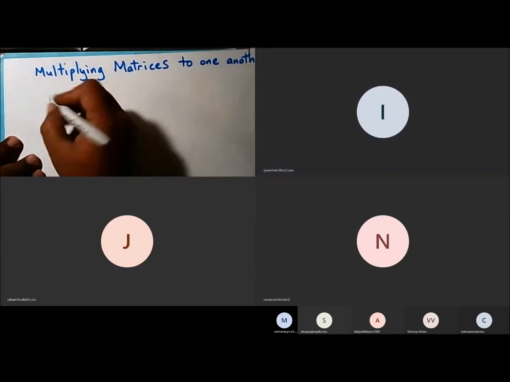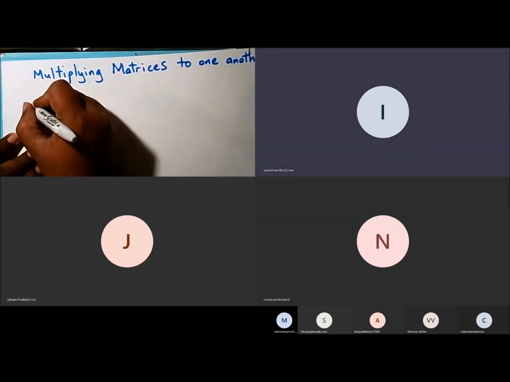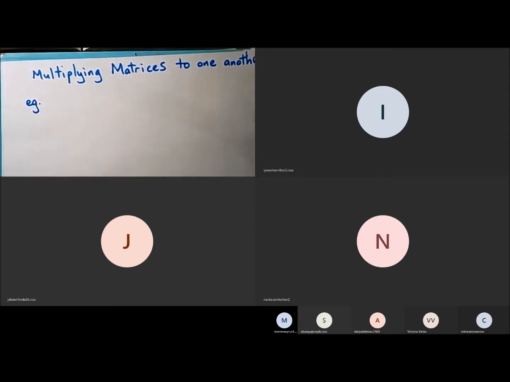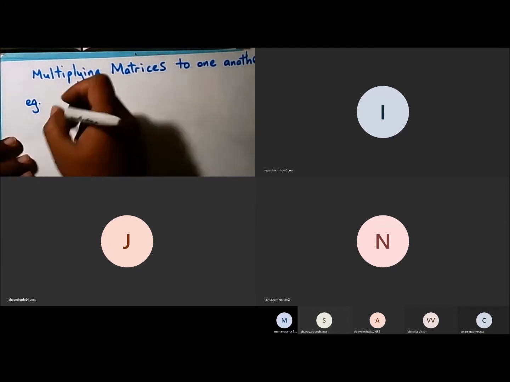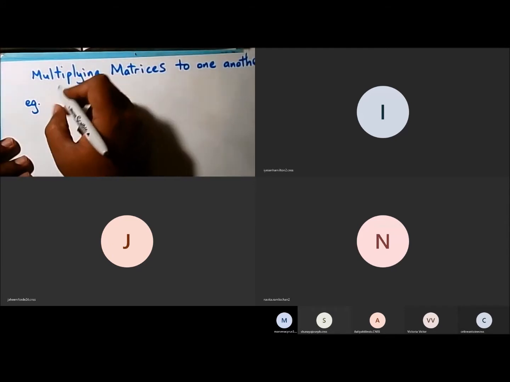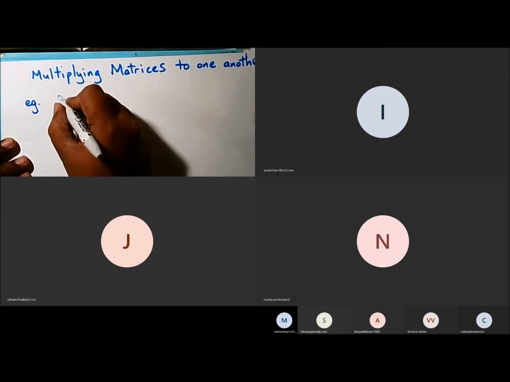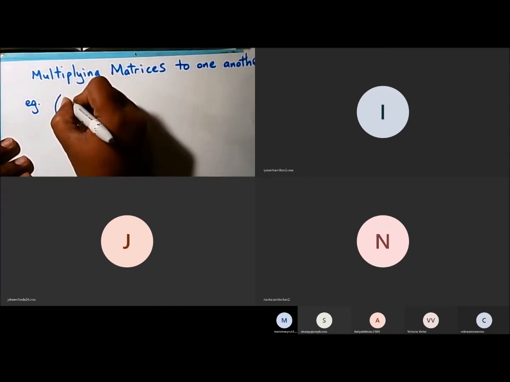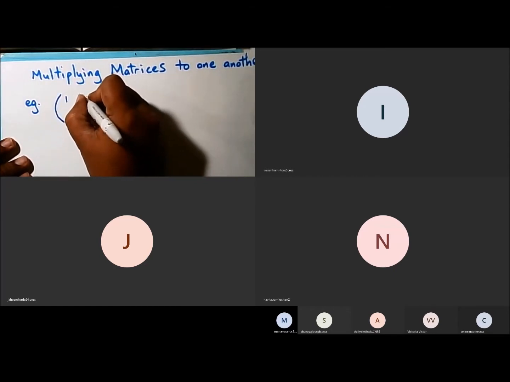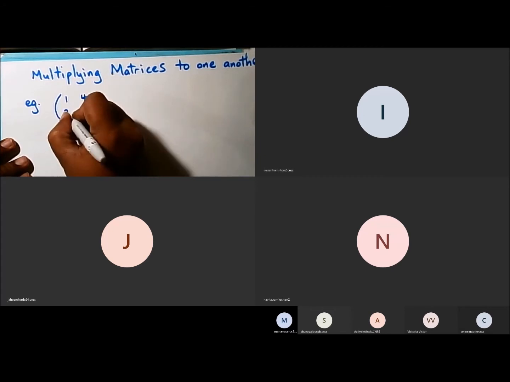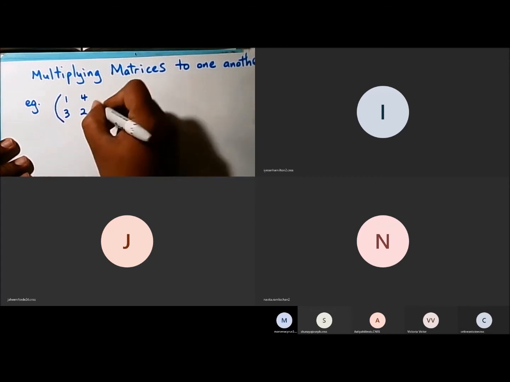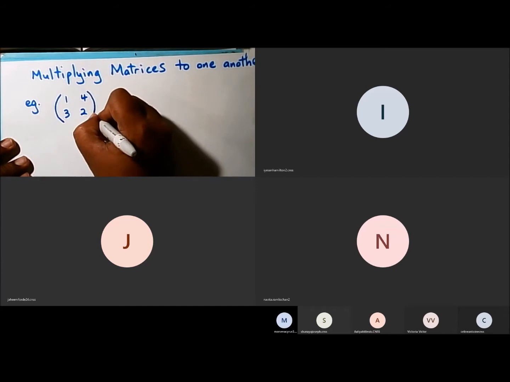Okay, so I'm going to teach you all this using an example first and explain what I'm doing. And then after I explain, we can make notes on it. So I'm going to go with an example of multiplying two matrices. Here I'm going to use a matrix like 1, 4, 3, 2. I'm just making up some numbers here.